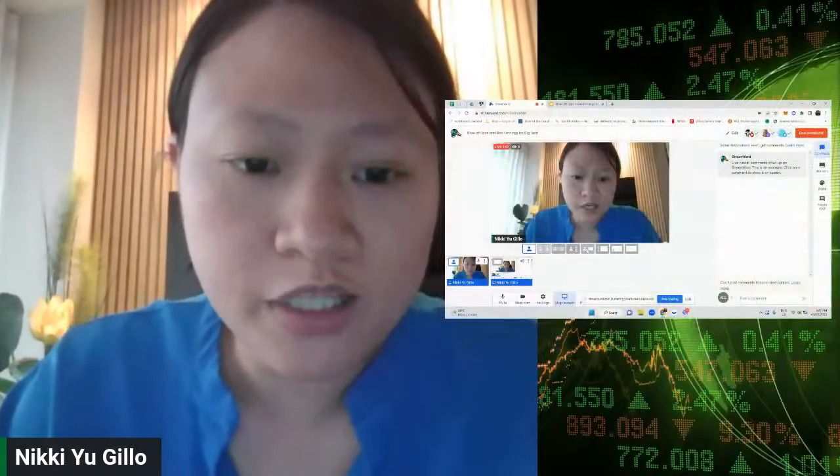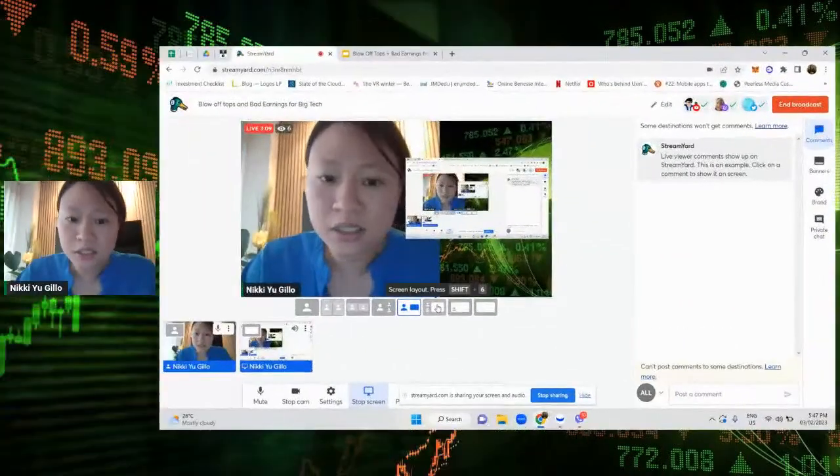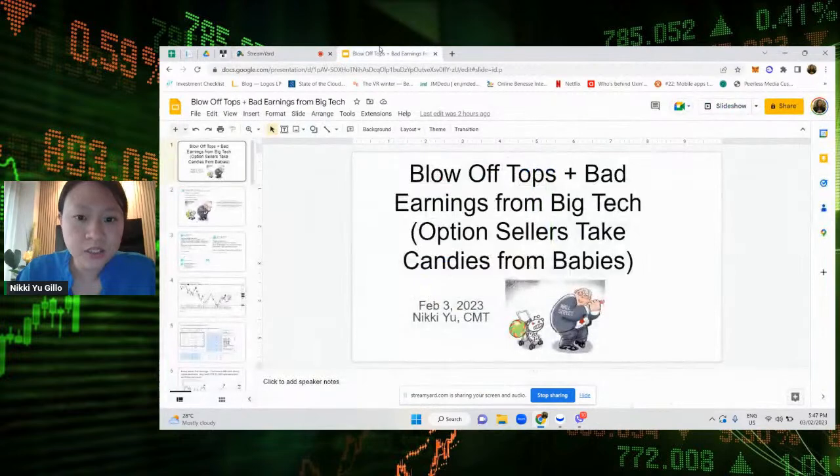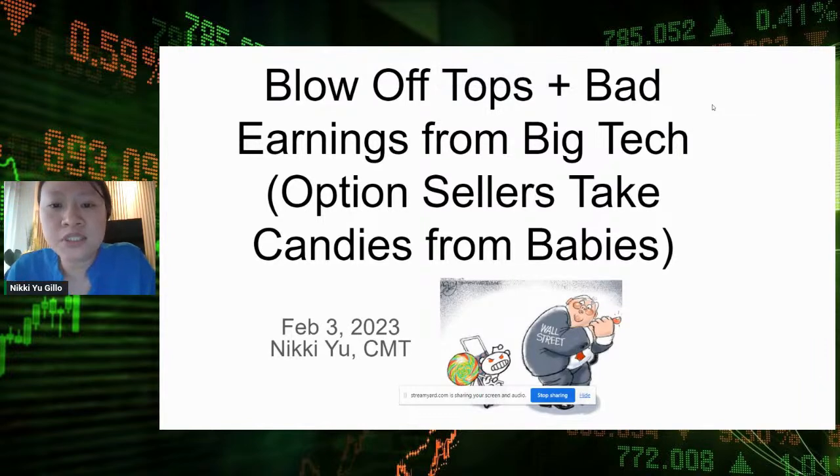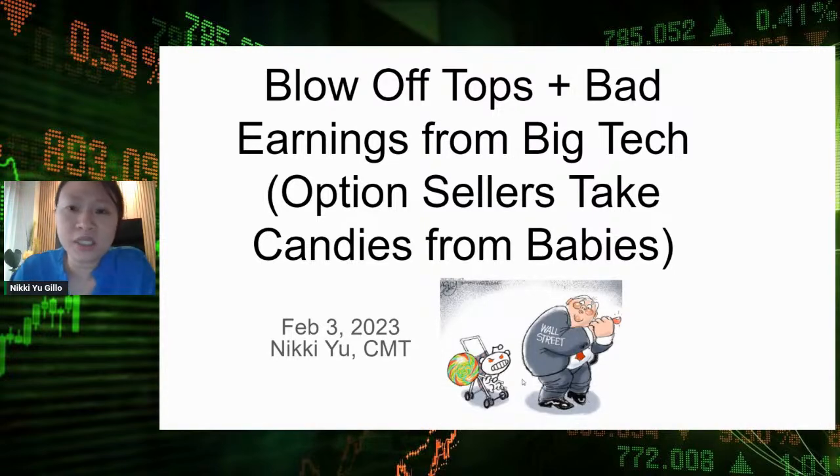Okay, so let's go ahead and discuss today's ideas. Today's class is entitled Blow Off Tops and Bad Earnings from Big Tech: Option Sellers Are Taking Candies from Babies. You can see in this picture you've got Wall Street and you've got our Reddit baby, who is really a significant retail trader, an army of retail traders.